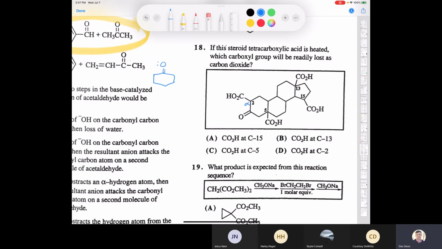If you have, let's say, you just draw your carboxylic acid out like this, your proton over here, draw this like that, you end up doing a proton transfer like this, and you end up making an enol like this, which is going to tautomerize to give you the ketone, but in the process, you end up losing CO2. So it has to be a carboxyl that's alpha to a carbonyl. So the answer is the carboxyl at carbon 2.